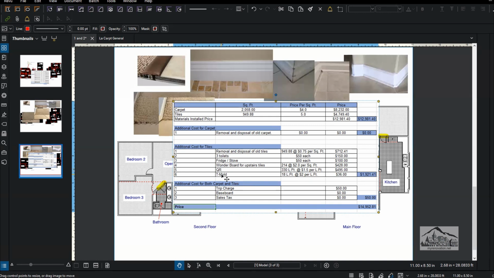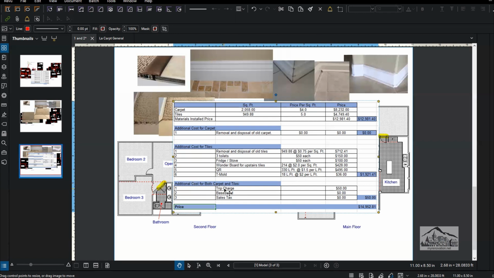When it comes to the T-mold, usually each piece is about 7.5 feet. Again, some companies charge you exactly per linear foot, and some companies will tell you, oh, you need so many pieces. So this is the additional cost for the tiles.